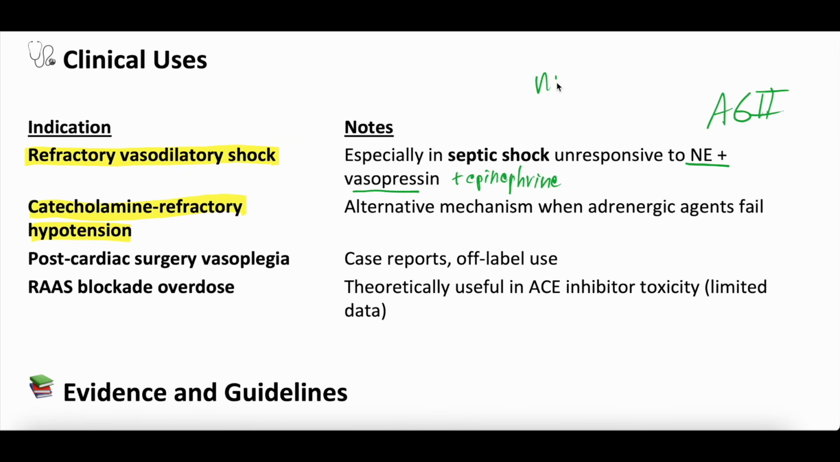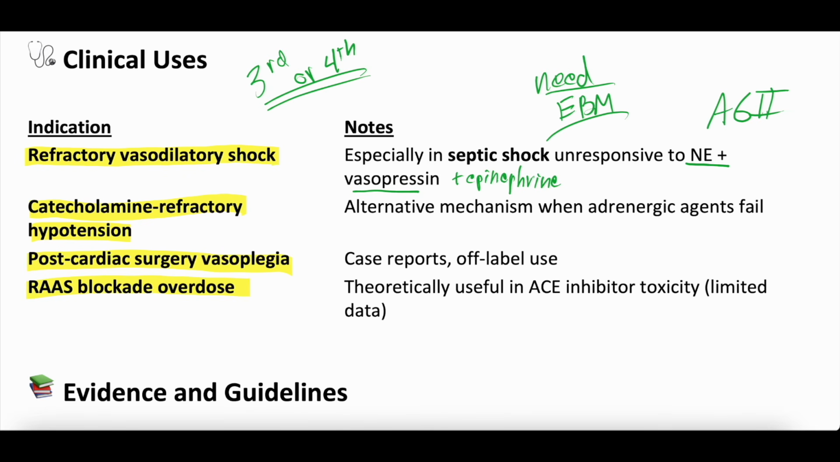Now again, we need more evidence here to do good evidence-based medicine. Maybe starting it earlier is better. Maybe starting it with a different combination of vasopressors is better. We just don't know because this is a newer drug. But at this point, it's kind of a third or fourth line vasopressor in terms of when you start it in these patients. Post-cardiac arrest vasoplegia, it's sometimes given, and then RAS blockade overdose.